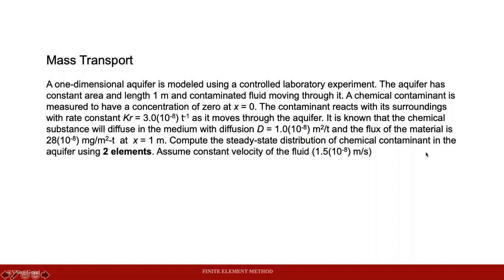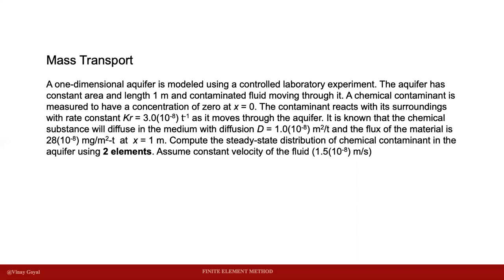An application of the advection-diffusion equation is mass transport. A one-dimensional aquifer is modeled using a controlled laboratory experiment. The aquifer has constant area and a length of 1 meter, with contaminated fluid moving through it. A chemical contaminant is measured to have a concentration of zero at x equals zero, which is our essential boundary condition. The contaminant reacts with its surroundings with rate constant Kr as it moves through the aquifer. It is known that the chemical substance will diffuse in the medium with diffusion D, and the flux of the material is known at x equals 1 meter.